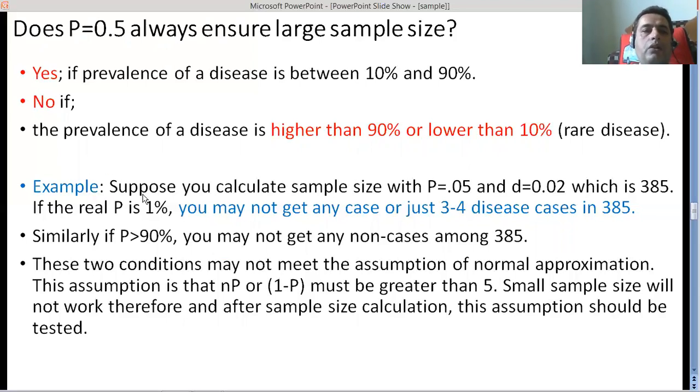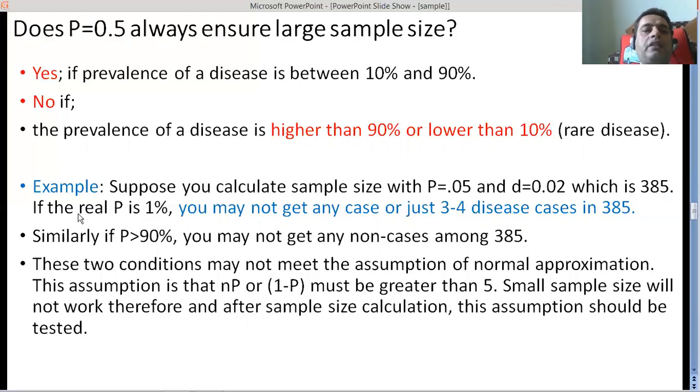You would understand it from this example very clearly. Suppose you calculate sample size with P equal to 0.05 and D equal to 0.02, D usually being half of P, which gives 385. You took these values of P and D as 0.02, and you calculated the sample size for your study. If you put these two values in the formula, you get the sample number 385.